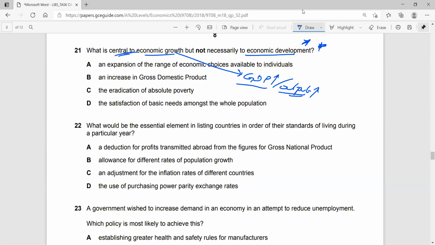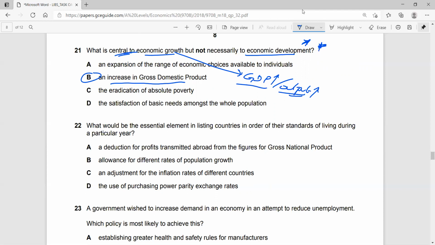So what is central to economic growth? Well, clearly, as we just discussed, it's the increasing gross domestic product, because GDP is a factor of economic development, yes, for sure, but it's not necessarily the central thing. It's not necessarily the main thing. There are so many other factors that I just highlighted.